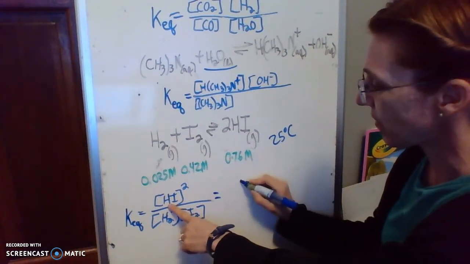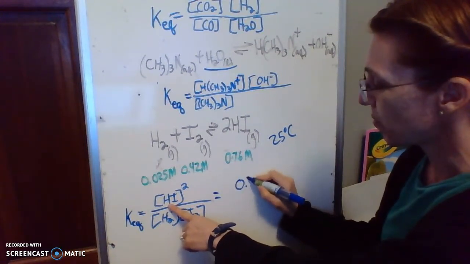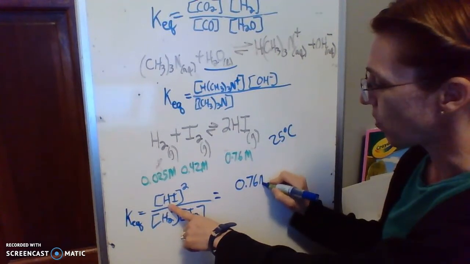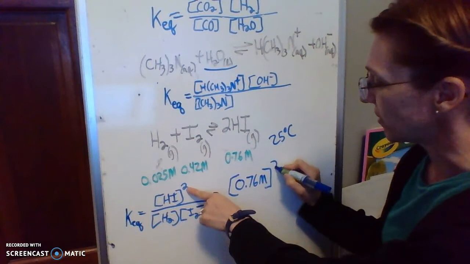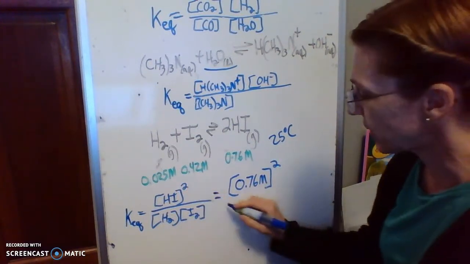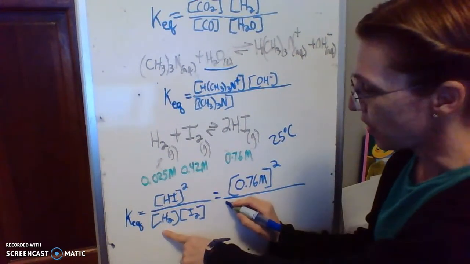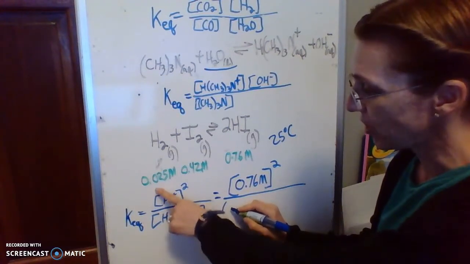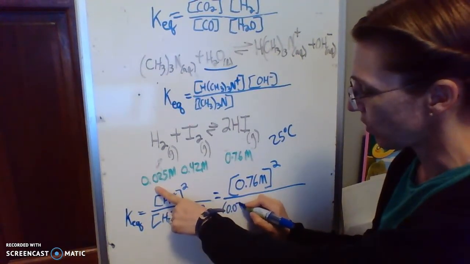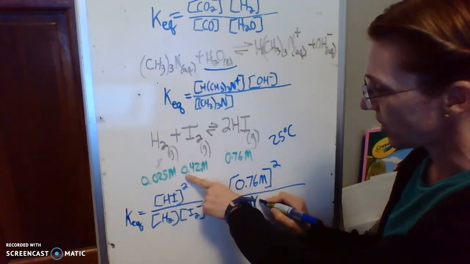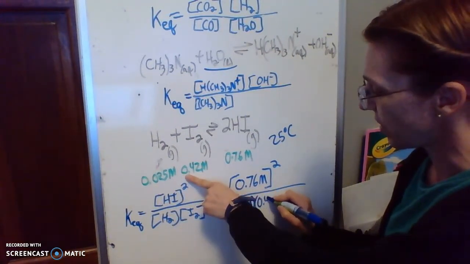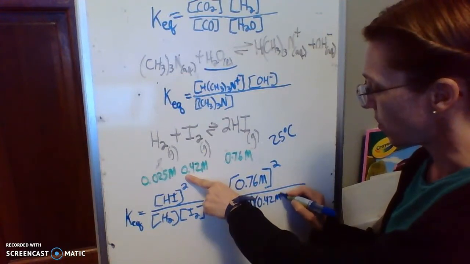Here's the concentration of HI, 0.76 molar, but it's squared. Okay, so don't forget to square it. The concentration of H2, 0.025 molar, and the concentration of I2 is 0.42 molar.